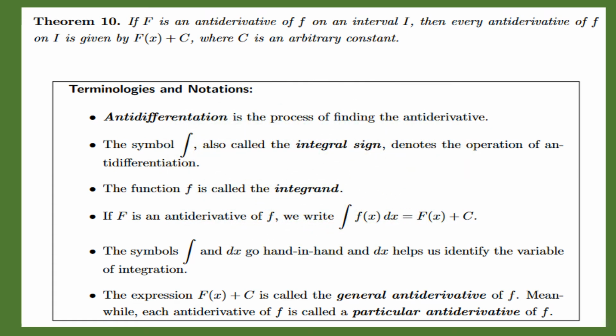So we have here Theorem 10. If F is an antiderivative of f on the open interval I, then every antiderivative of f on I is given by F(x) plus c, where c is an arbitrary constant, because as we observe, the antiderivative is the reverse process of finding the derivative.